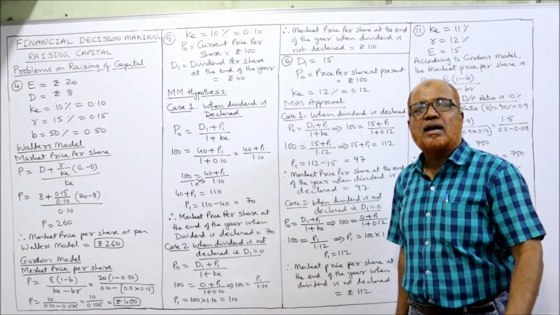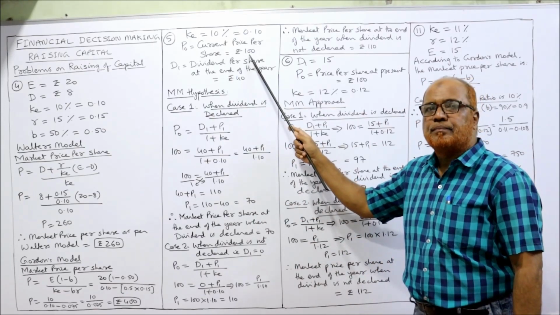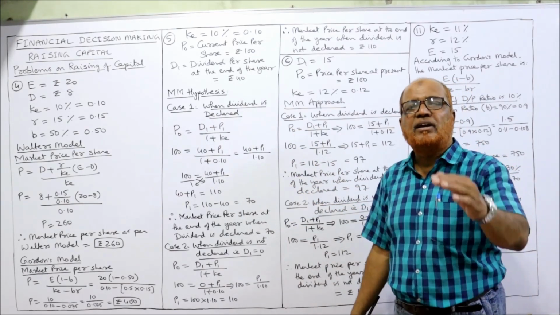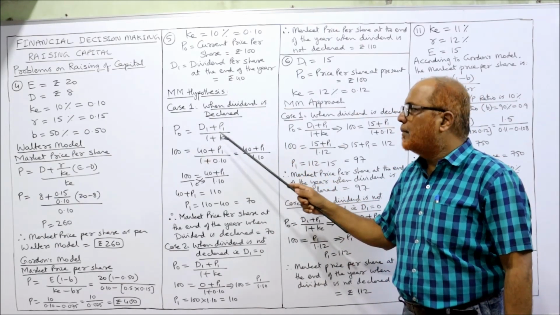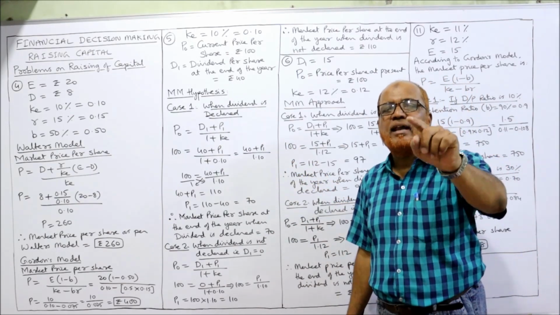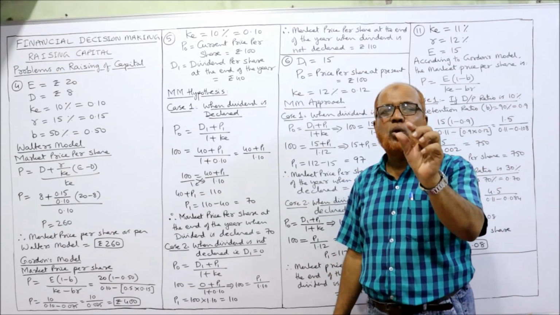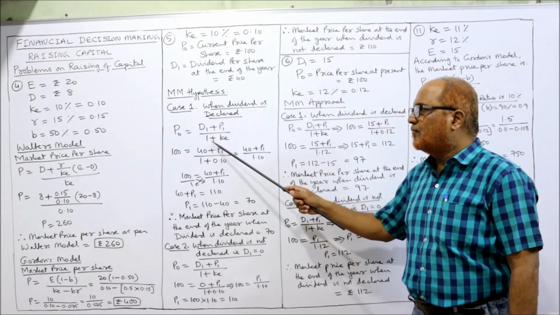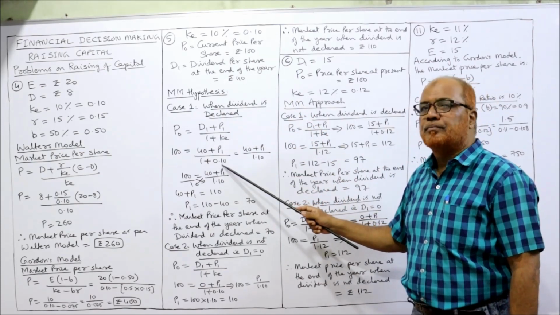P0 stands for current market price. So current market price is 100. So in place of P0, 100. D1, dividend at the end of the year, 40 rupees. So in place of D1, 40 rupees. P1, price of share at the end of the year, we have to find out. The unknown variable is P1. This we have to find out. Then 1 plus Ke. Ke is given as 0.10.